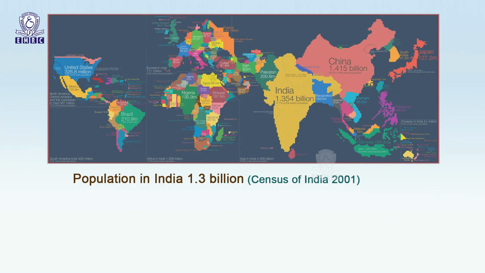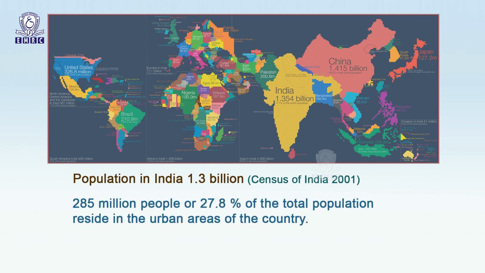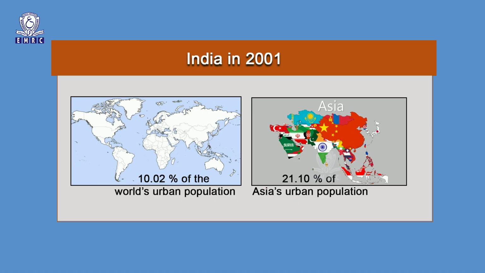India is the second largest population giant in the world with a current population of 1.0 billion according to the census 2001. Of this, about 285 million people, or 27.8% of the total population, reside in the urban areas of the country. India in 2001 had 10.02% of the world's urban population and 21.10% of Asia's urban population.